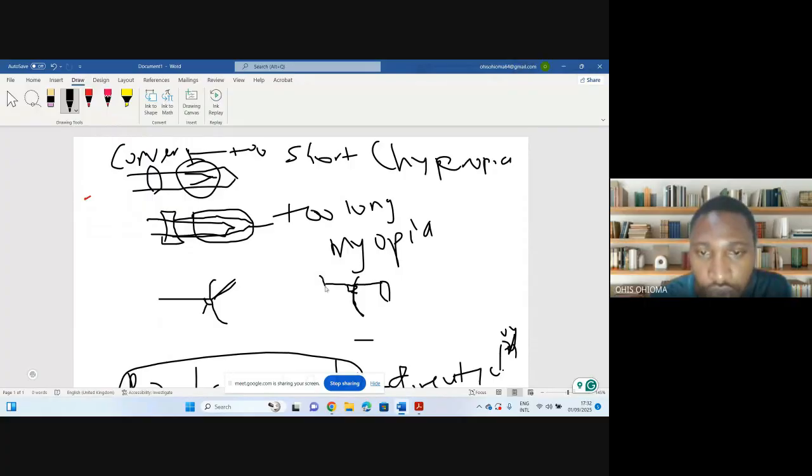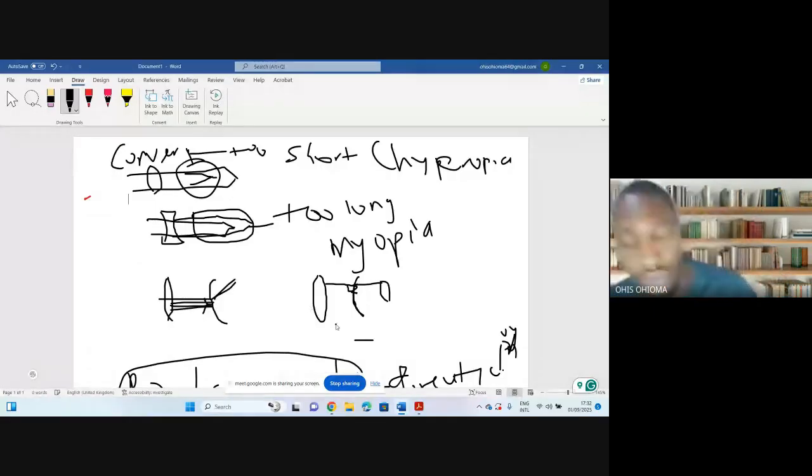So to correct this, you give a cylindrical lens. What that cylindrical lens does is that it does the function of the cornea, but it corrects that acute angle that is formed here. Let me use here as an example. It corrects that acute angle here. So instead of hitting the lens at an acute angle, it hits it at a straighter angle, right? So that it prevents that wide refraction of light. So that's what the cylindrical lens does for astigmatism.